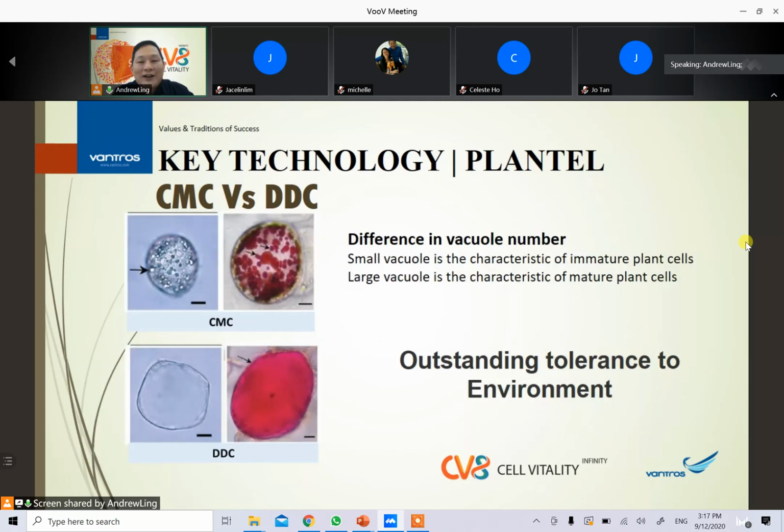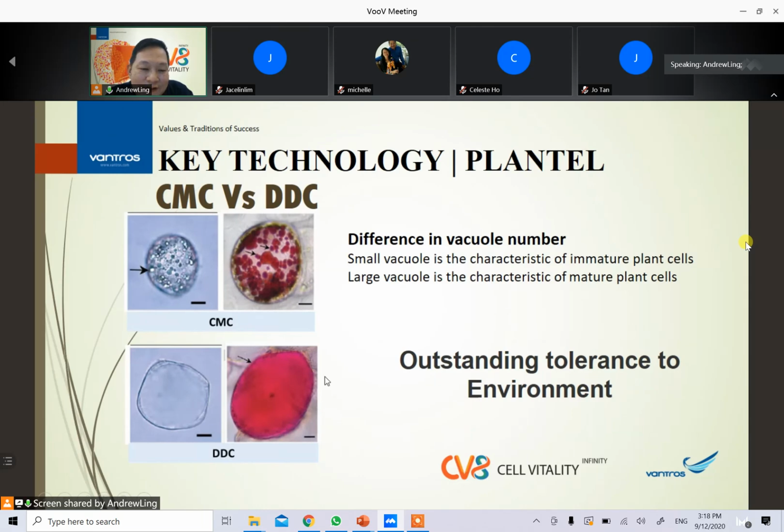And of course, what other difference? The difference in the vacuole numbers. The CMC cell has a lot of small vacuoles, which is a sign of immature plants, while the large vacuole is the characteristic of the DDC cell.